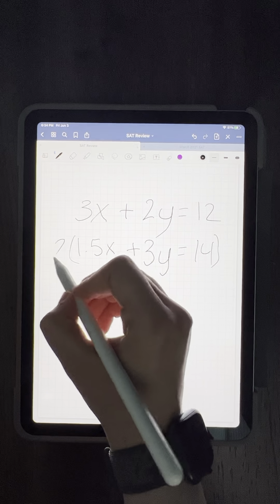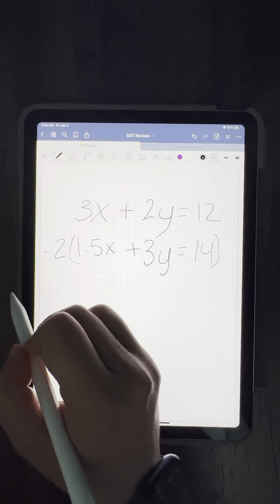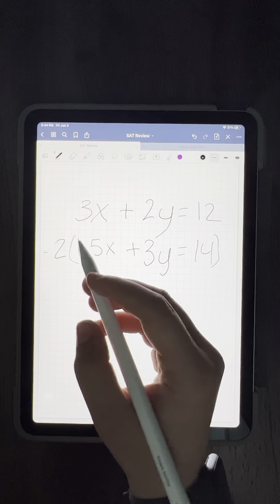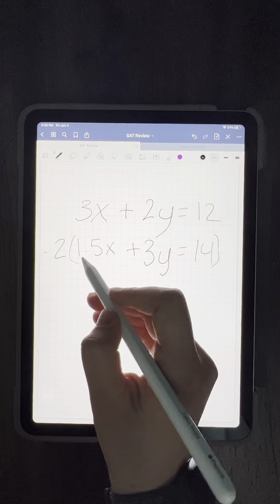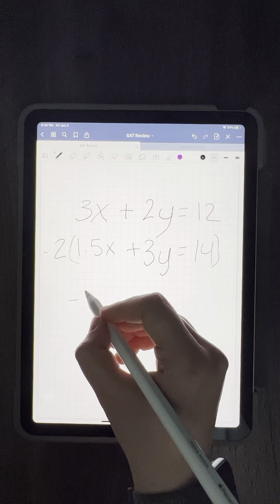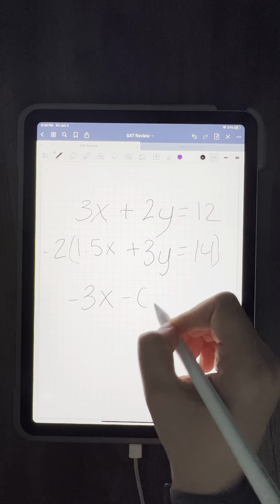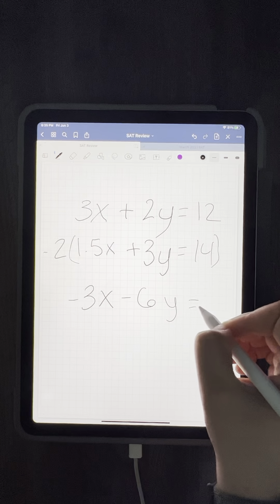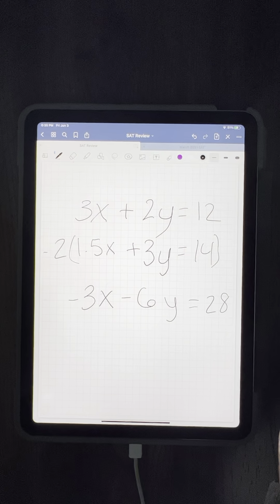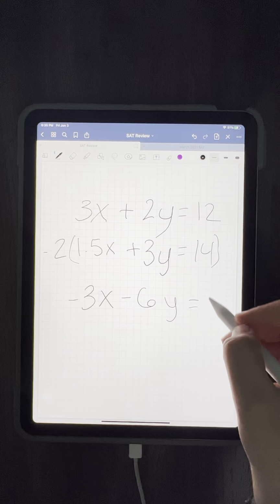The way you would solve this is actually, you can take this entire equation and multiply it by 2, or negative 2 actually, right? And it sounds weird because you're like, why are you doing that? But when you multiply this entire thing by negative 2, this becomes negative 3x, minus 6y equals 28. Or 26, sorry. Or, my bad. Negative 28.